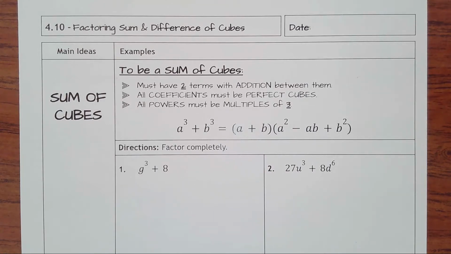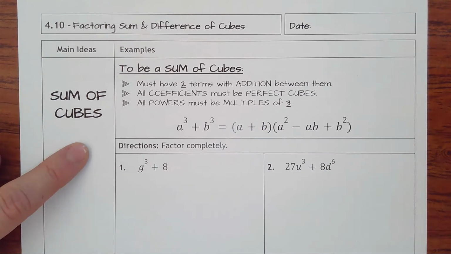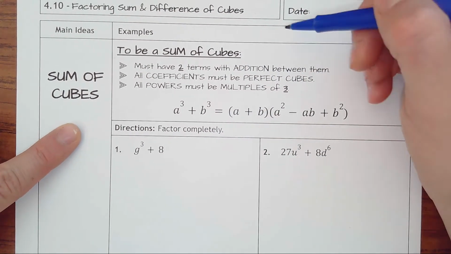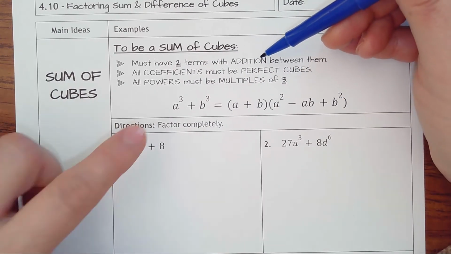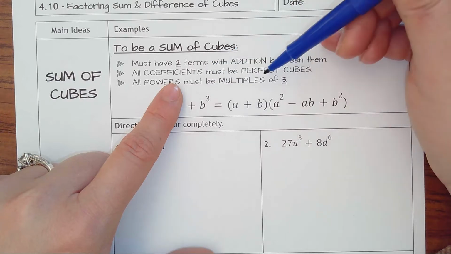4.10, factoring sum and difference of cubes. So first let's talk about sum of cubes. Sum means you're adding, so you're going to have two terms with addition between them. All the coefficients, the numbers, have to be perfect cubes.